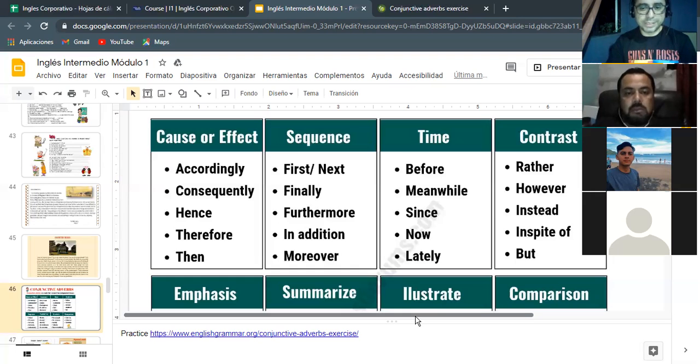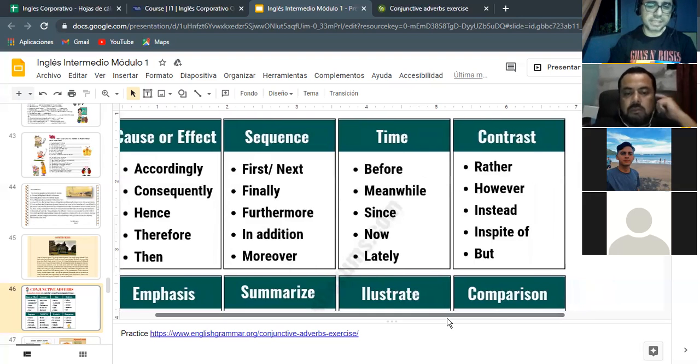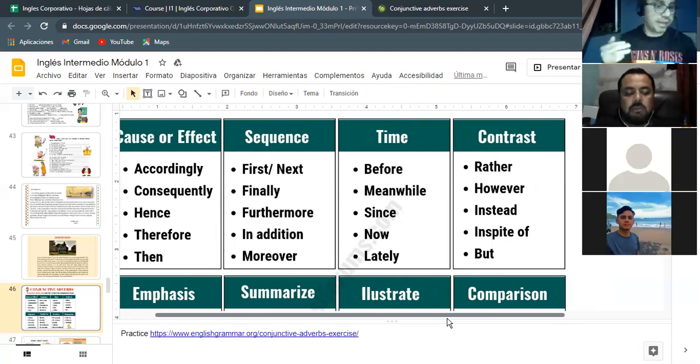Very good. The other one is for sequence. I guess also this is kind of easy when you're talking about procedures or steps. So you say first, next, then, things like that. Finally, that is when you are finishing a sequence, right? Finally, you can do whatever. Furthermore, do you know what is furthermore? Furthermore is something like es más. Something like that. Furthermore, whatever. In addition, I guess that is very clear. In addition, so you can add more things. Moreover is very similar to furthermore. So you can interchange those. Furthermore, moreover, okay.